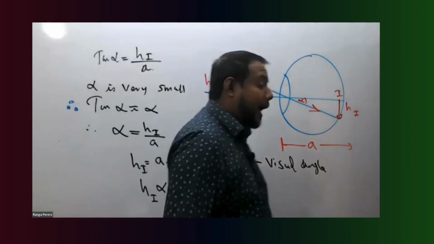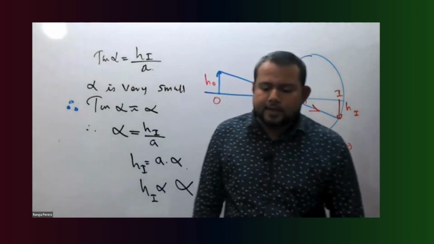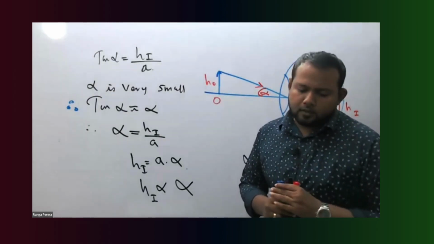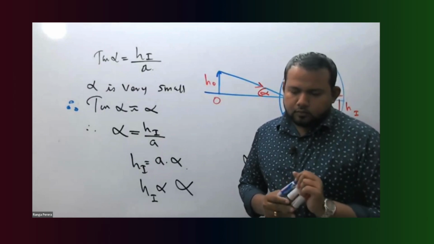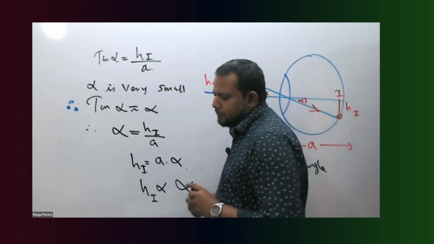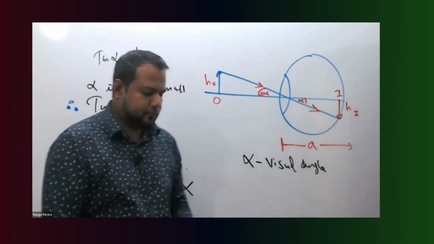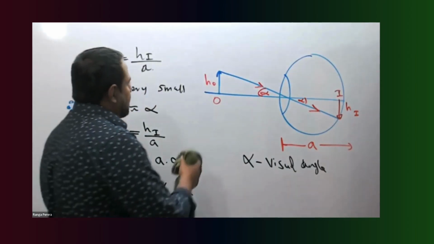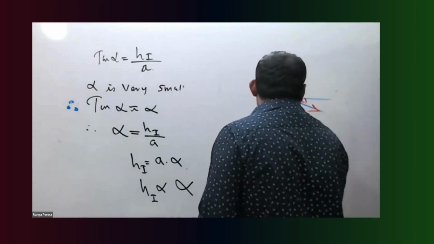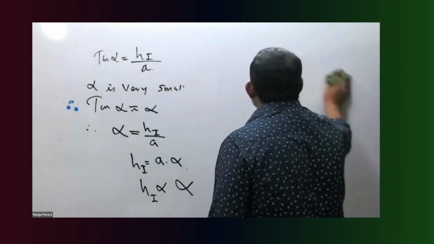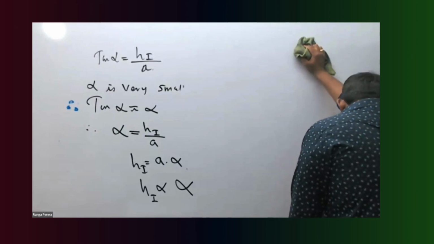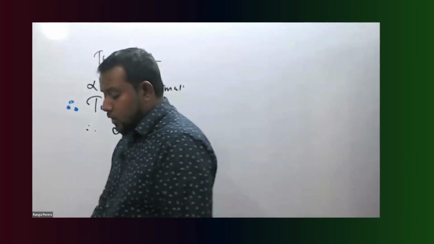Therefore, the apparent size of the image, which is on the retina, is directly proportional to the visual angle.